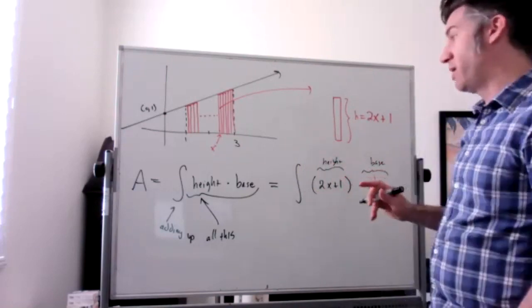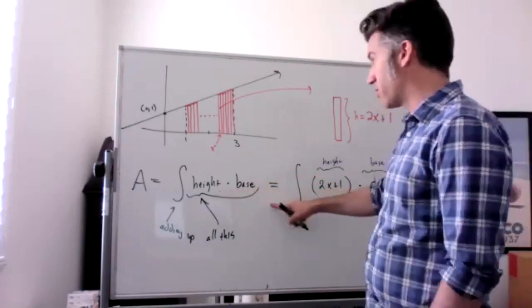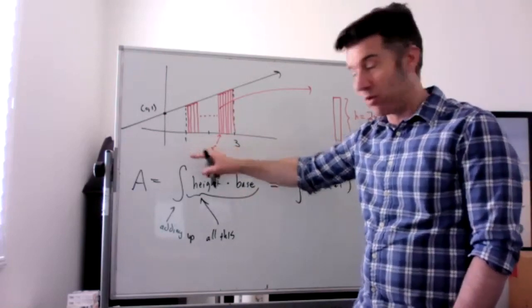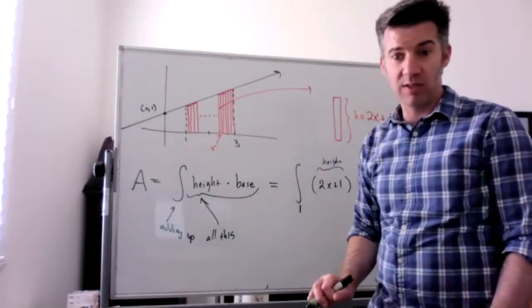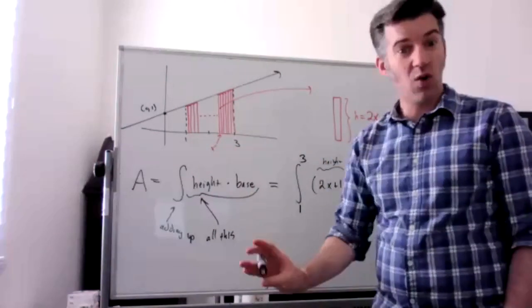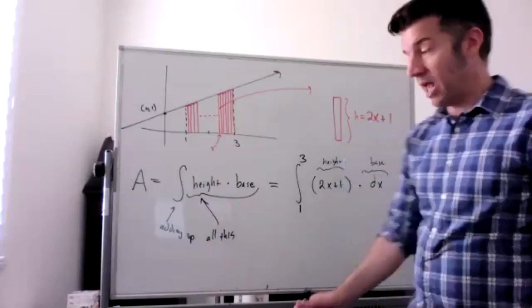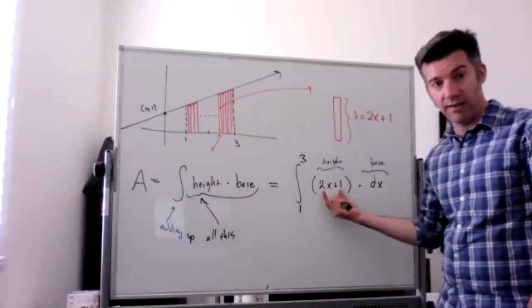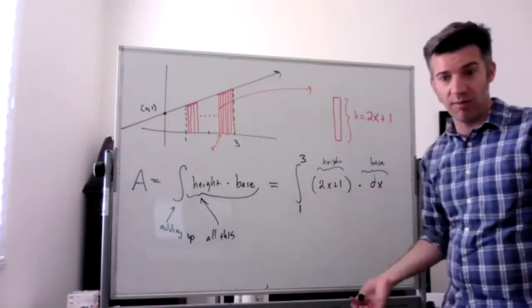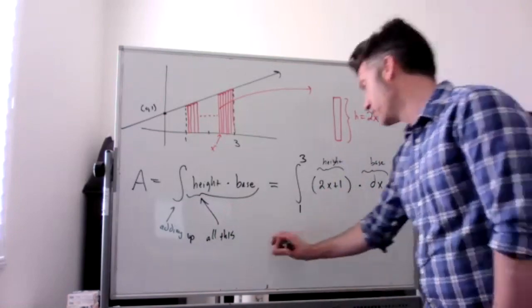Okay, then we're adding up all the rectangles. The leftmost rectangle is at x equal to 1, and the rightmost rectangle is at x equal to 3. That's the whole story, right? Every rectangle has a height, that's the function height, and the base is dx, and then we're just adding them all up. Okay, so then we're going to do it.